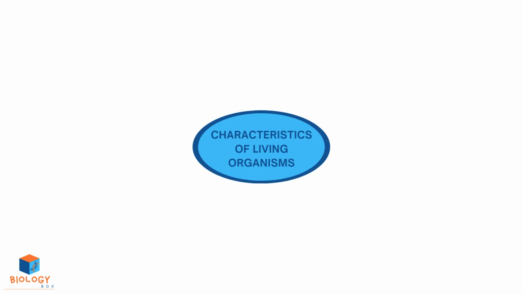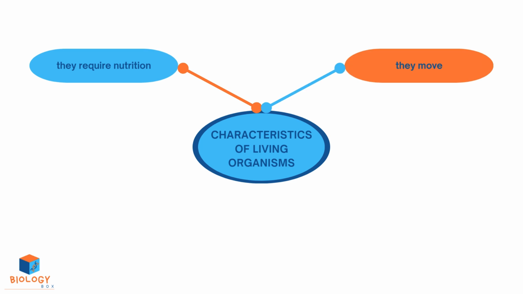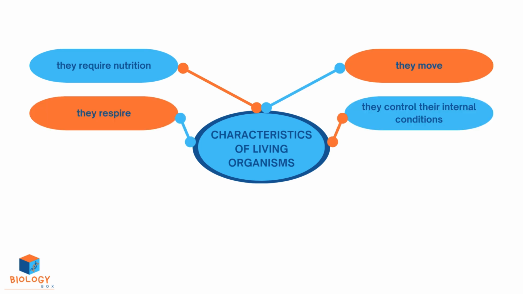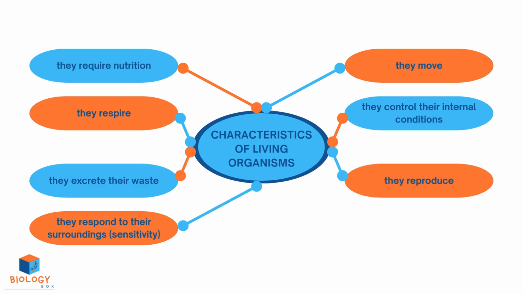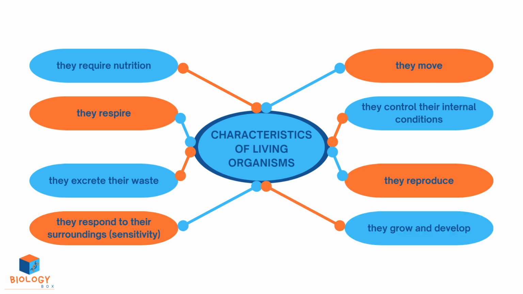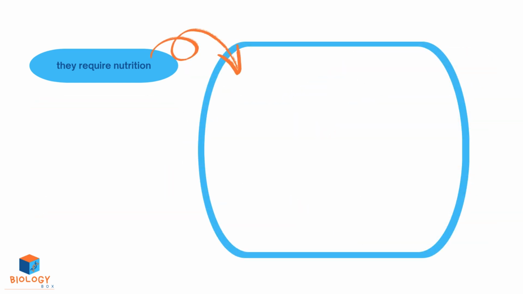channel. There are 8 characteristics that determine whether an organism is living. These are nutrition, movement, respiration, control of their internal conditions, excretion, reproduction, responding to their surroundings, also known as sensitivity, and growth. Let's look at each of these 8 characteristics in more detail.